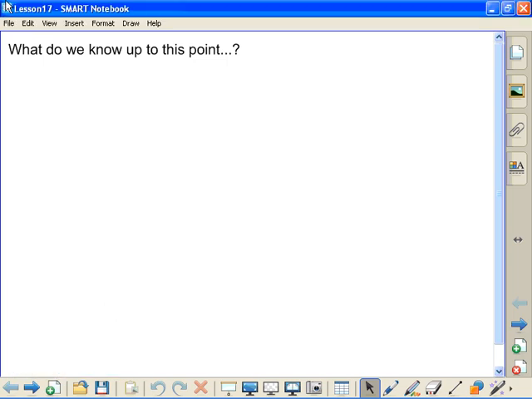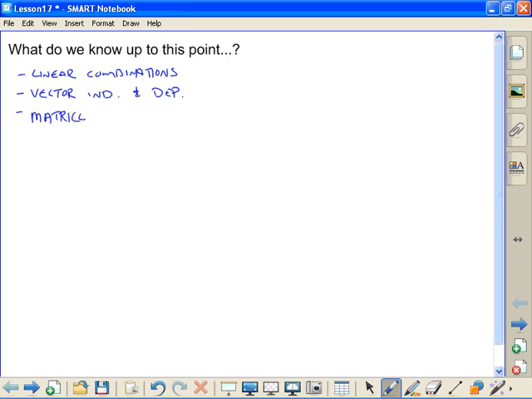All right, just a quick recap to this point. So what do we know up to this point? We know linear combinations. Going way back, we know vector independence and dependence, or we should be comfortable with that by now. We should also be comfortable working with matrices. We're working our way through it.